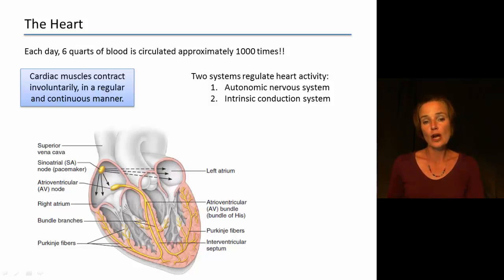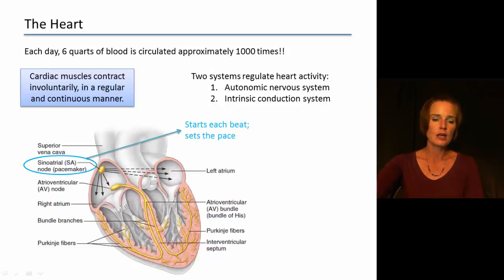And there's going to be 2 systems that regulate the heart activity. We have the autonomic nervous system and also the intrinsic conduction system. And so these 2 together are going to make sure that the cardiac muscles continue to contract involuntarily pretty much all the time. We do have a built-in pacemaker inside of our hearts. This is going to start each beat, and because it's starting each beat of our heart, it is ultimately setting the pace. You may have known people before that this sinoatrial node, that is really the formal name for our pacemaker, if that is not functioning correctly, then many times people do have an artificial pacemaker implanted in their heart.